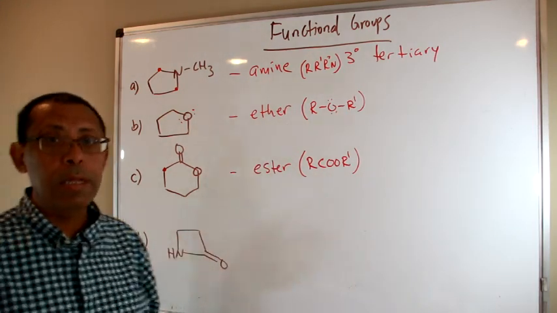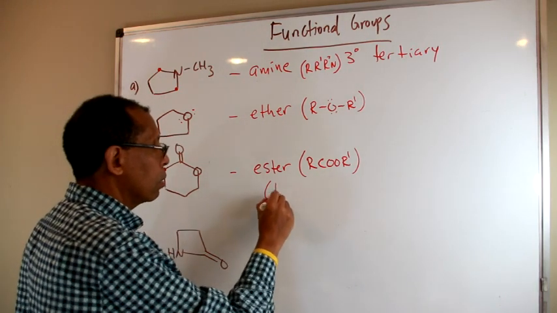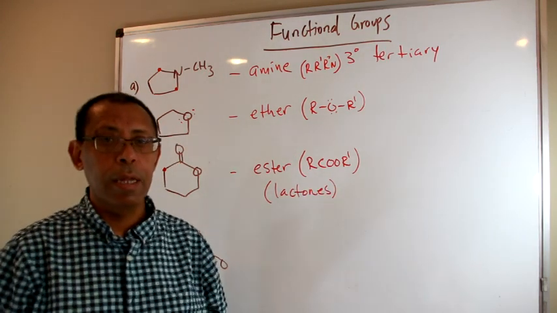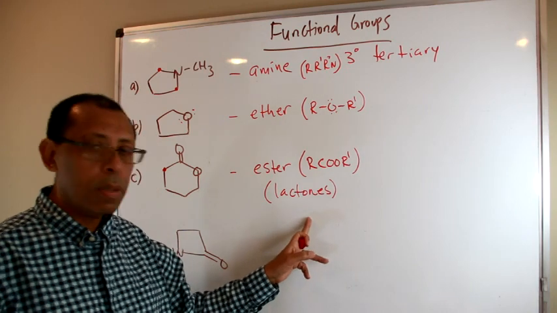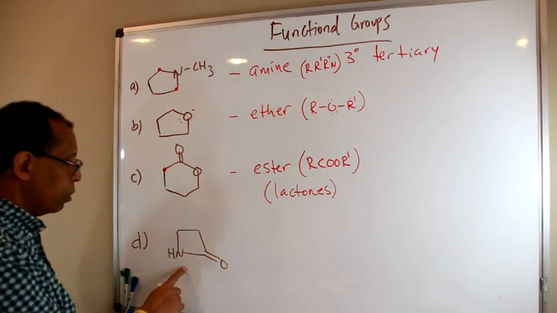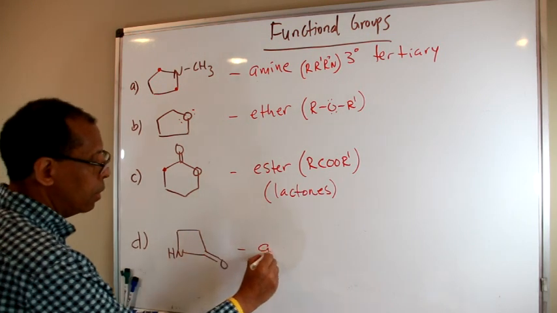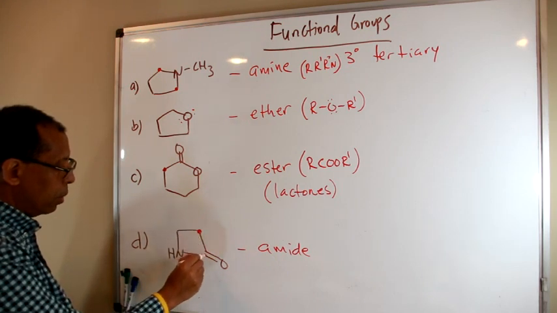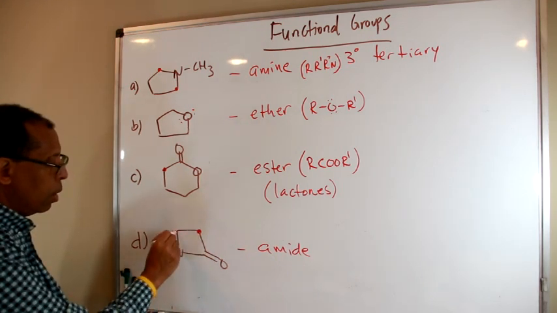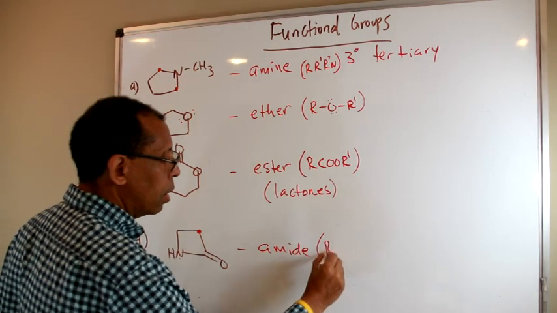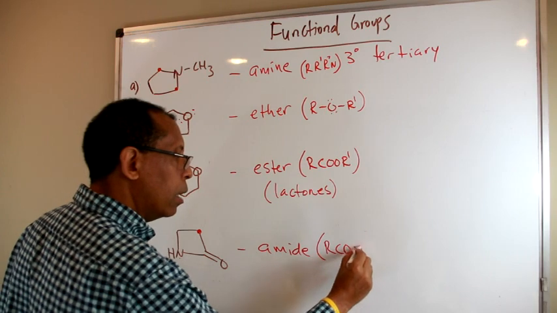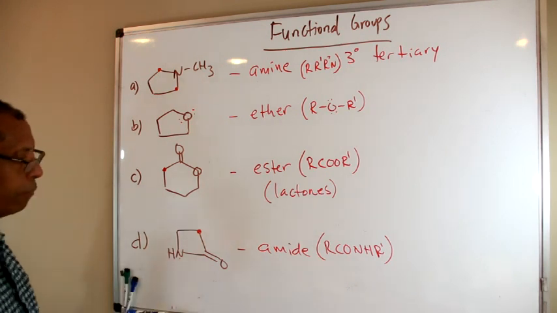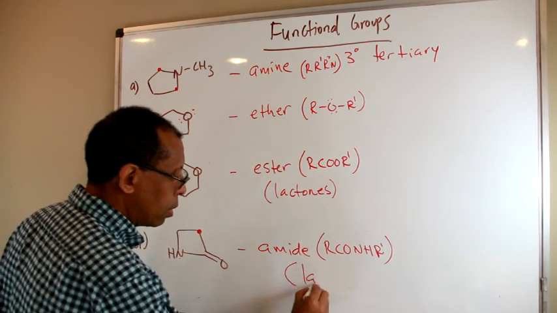So esters that are in a cyclic form are called lactones. This is a special name for general esters that are in a cyclic form. They are called lactones. Here you see also an amide. It's an amide because you have R, C, O, N, H, R. So in general, this is R, C, O, N, H, R prime. So this is an amide which is in a cyclic form. They are called lactams.